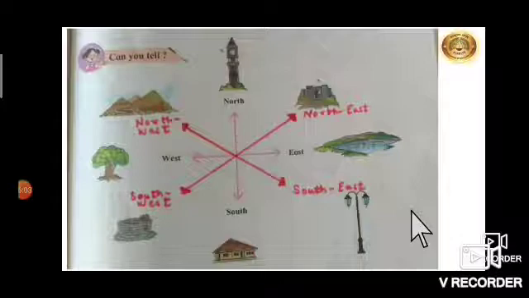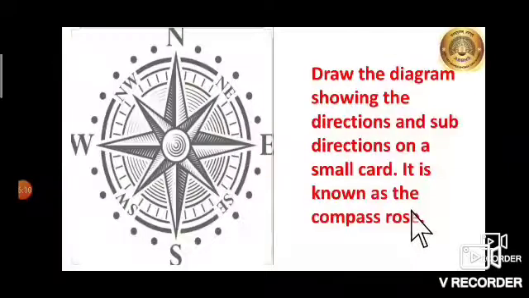Students, I hope you are understanding the directions and the subdirections, which will help you to do the activity in the textbook. Moving ahead, this is a compass rose. You have to draw a diagram showing the directions and subdirections on a small card. It is known as the compass rose, which helps you to understand the map and the directions easily.